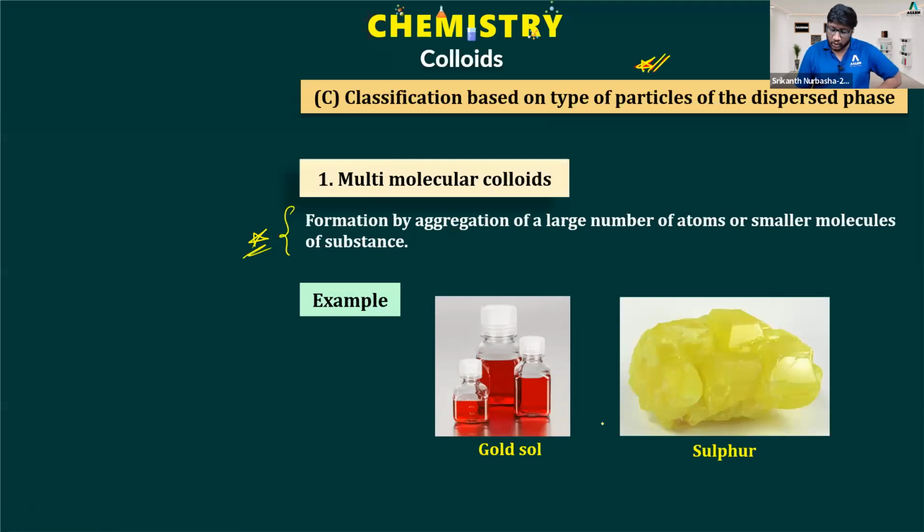Examples you can take are gold sol and sulfur sol. These are examples of multimolecular colloids. If you take one gold atom, it is not a sol, it is not a colloidal solution. Many gold atoms will come and form an aggregate such that they lie in the colloidal range. That is nothing but a multimolecular colloid. Multimolecular means simple molecules which are in the crystalloid range form an aggregate to make a colloidal range particle.